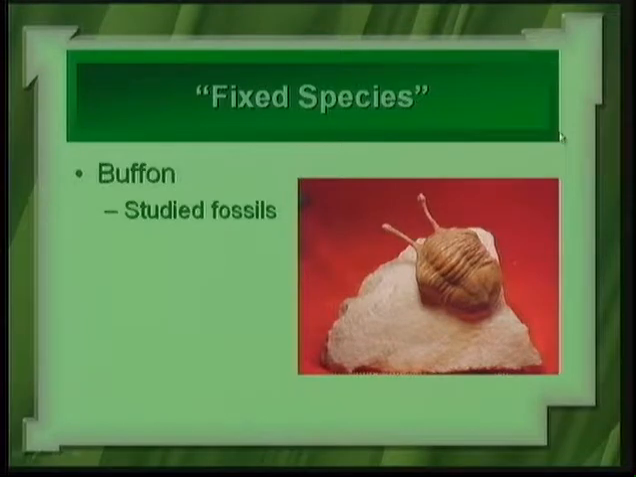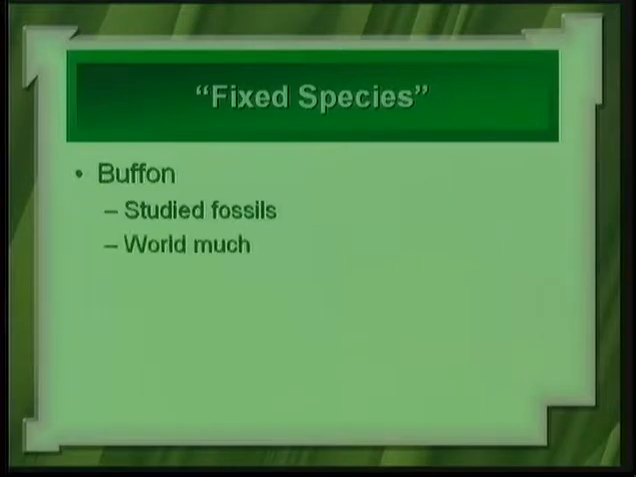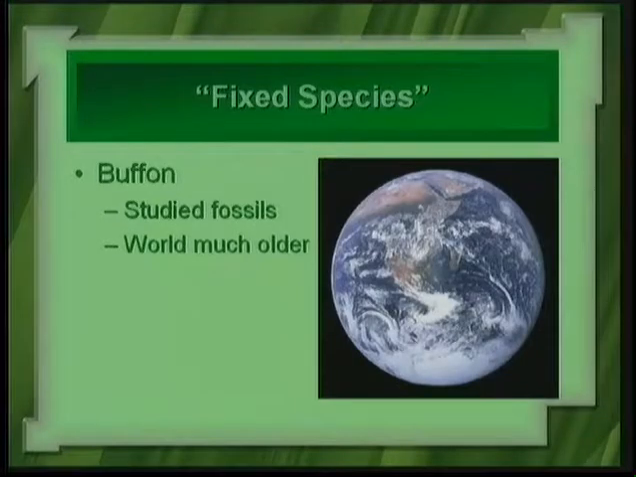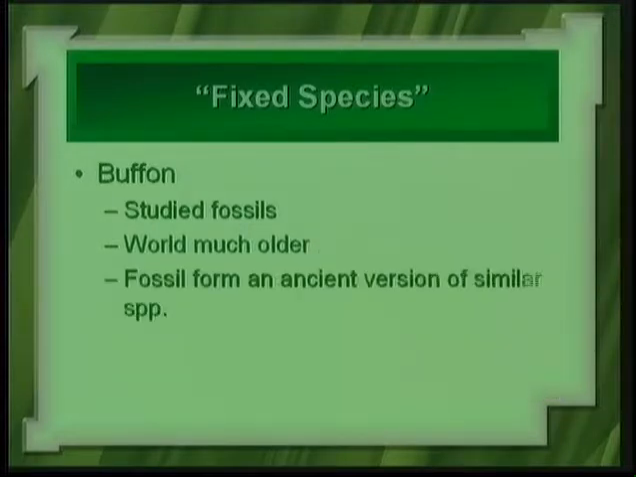Okay, so even with his background being a European, a Frenchman, he started to think that the world, as we know it even now, must be much older than 4,000 to 6,000 years, okay? Another point, too, is that he made that linkage that the fossil form of an animal or a plant could be an ancient version, something that lived before, of something similar that exists now.